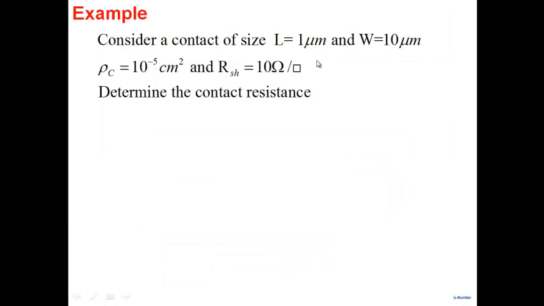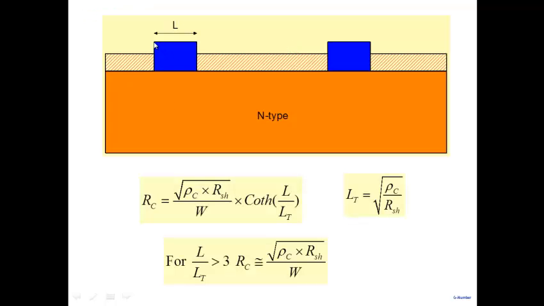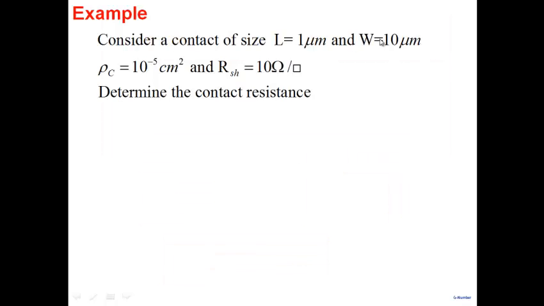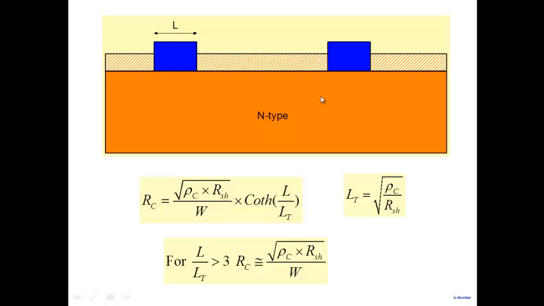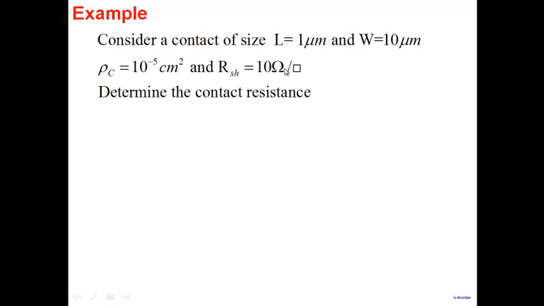All right, so let's look at an example. Consider a contact of size L equal to 1 micron. Width is 10 micron. Rho C is 10 to the power minus 5 ohm centimeter square, and sheet resistance is 10 ohm. Remember, sheet resistance was the resistivity of this particular layer divided by the thickness of the layer, so it has units of ohms. The idea is to determine the contact resistance. It's a straightforward application of a formula.